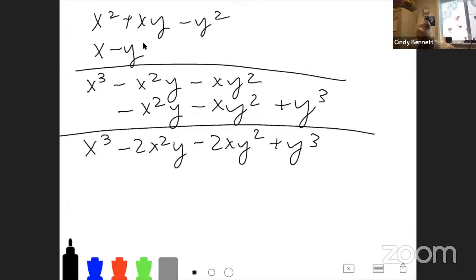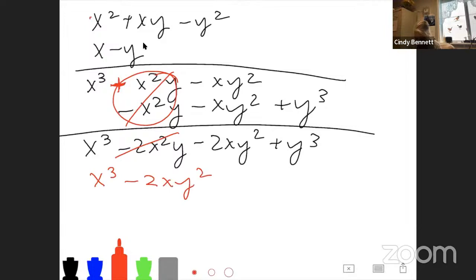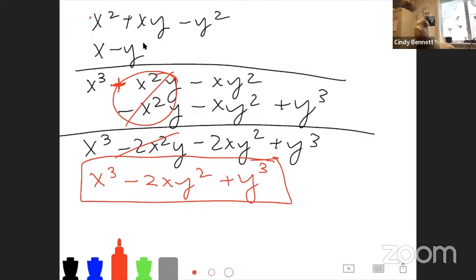And checking my answer, I have x cubed. Okay, so let's see. x cubed. Okay, this should be plus right here. So then these would cancel out. So this is not there. So my final answer is x cubed minus 2xy squared plus y cubed. And that is correct. All right, so that is the end of the video for page 22.